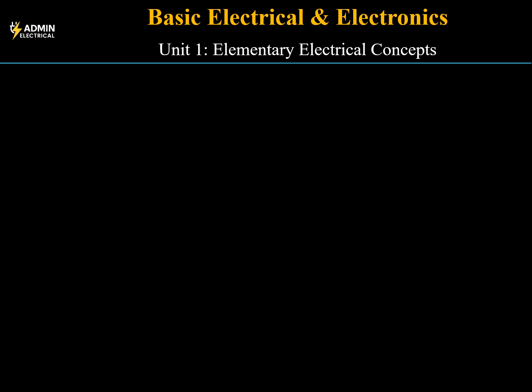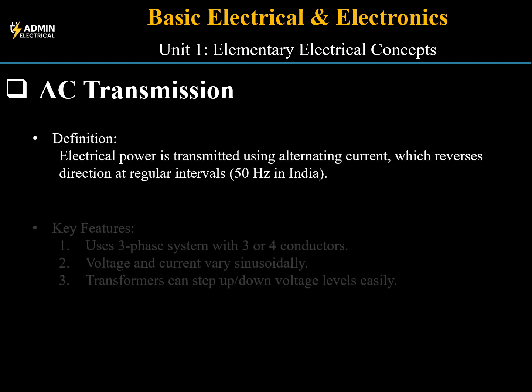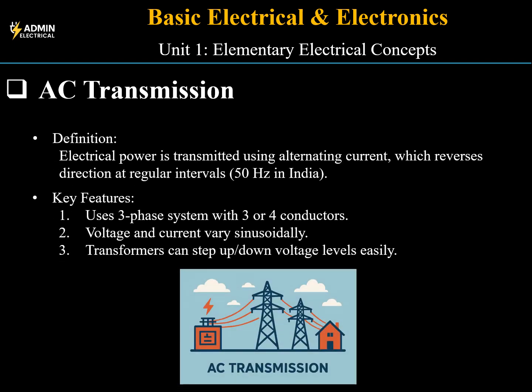Now coming to AC transmission, it uses alternating current, which reverses direction at regular intervals. In India, this happens 50 times per second, or 50 Hz. Key features: it uses a three-phase system with 3 or 4 conductors. Voltage and current follow a sinusoidal wave. Transformers can easily step up or down the voltage, making it very flexible.